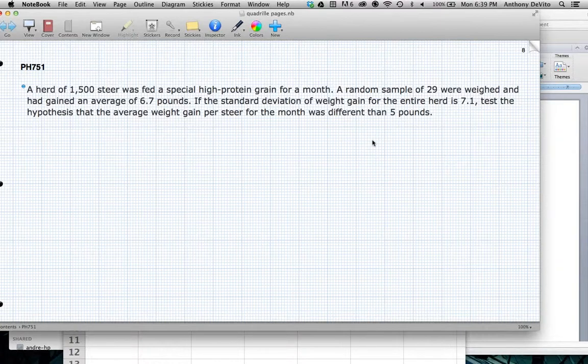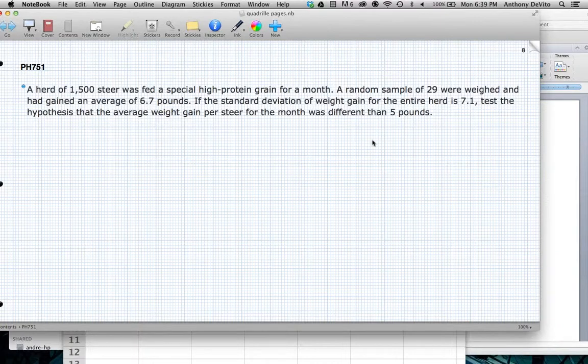that when we take 29 steer out of this group of 1,500, we're taking a sample. Anytime we take a sample, there is going to be some risk that the mean of that sample is going to be different than the mean of the actual population, the 1,500. That maybe they didn't really gain 7.1 pounds. Maybe they only gained 4 pounds, right? Less than we would have expected. Maybe they would have gained 10 pounds, even more. They would have even greater weight gain than we would have expected.